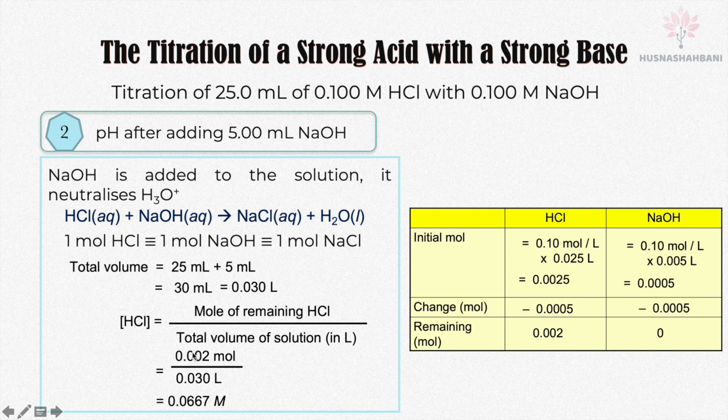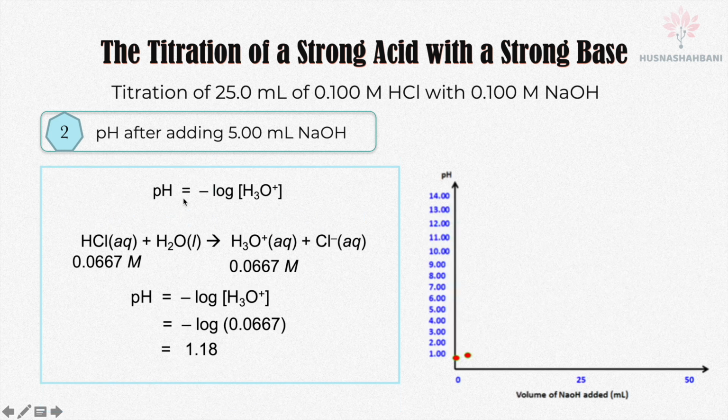So the remaining HCl, 0.002 mole, divided by the total volume of solution. Total volume is 30 ml, in liter 0.03 liter. So this is the new molarity of HCl after reacting with NaOH. It's not 0.1 molar anymore because some of the HCl has been used to react with NaOH. So it must be less. The molarity of HCl after reacting with NaOH must be less than 0.1, which is 0.0667 molar. Now we can calculate the pH.